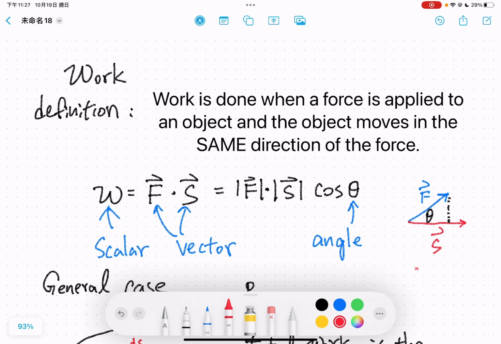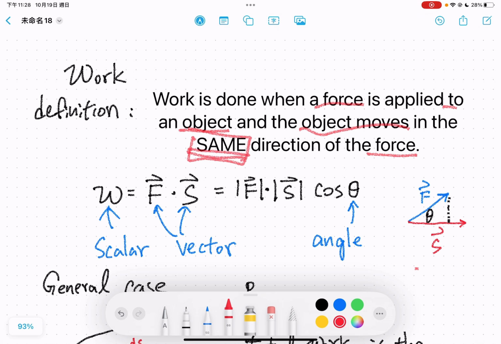So right now we try to introduce the work, potential energy, and the kinetic energy. The first one we have to define the work. The work is done when the force is applied to the object, and the object moves in the same direction of the force. So the keyword: the work is counted by the object moving in the same direction.